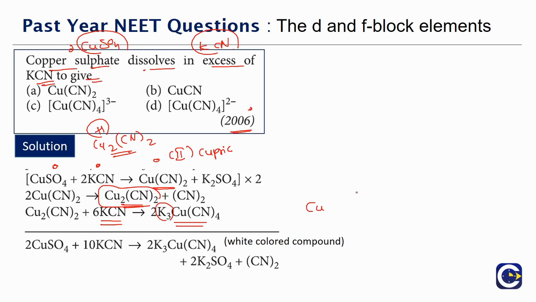So the [Cu(CN)4] will have a total charge of 3 minus. So 3 K plus ions will be there when you separate it out, right? 3 K plus ions will be there, and then the [Cu(CN)4] 3 minus. So the correct answer for this is option C.